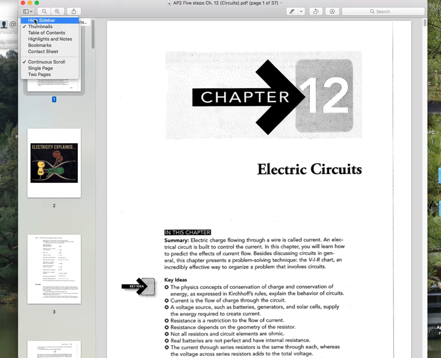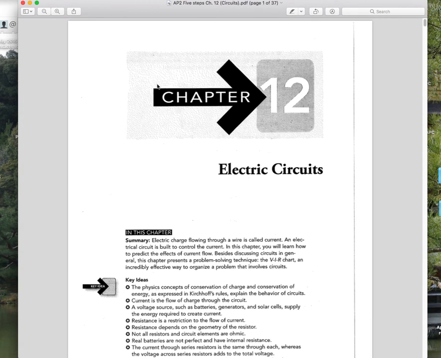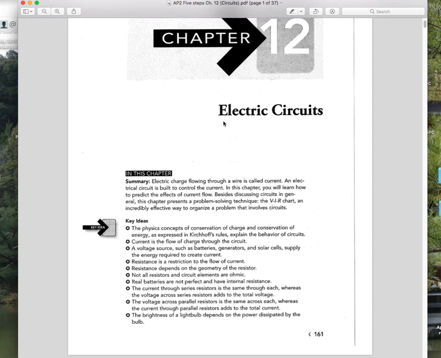Okay, so what I'm going to do is go through parts of chapter 12 of the 5 Steps to a 5, which deal with circuitry things. I found a good visual for this, which I inserted in the second page of this chapter. So again, hopefully you have your own 5 Steps to a 5. If not, follow along.